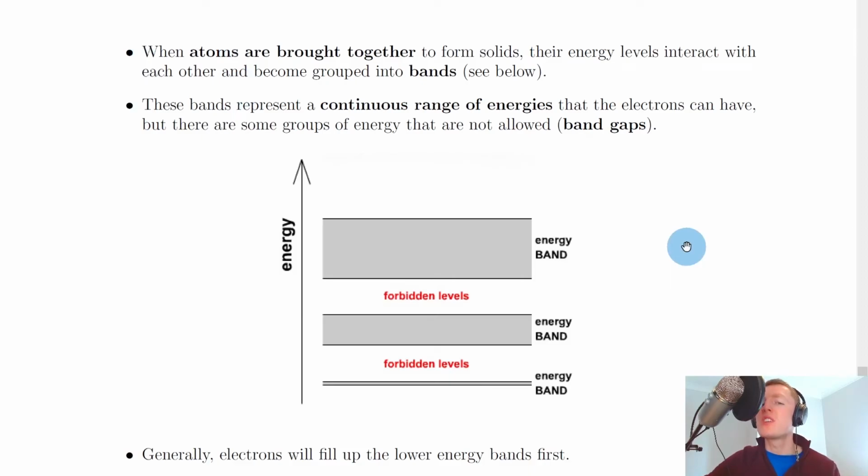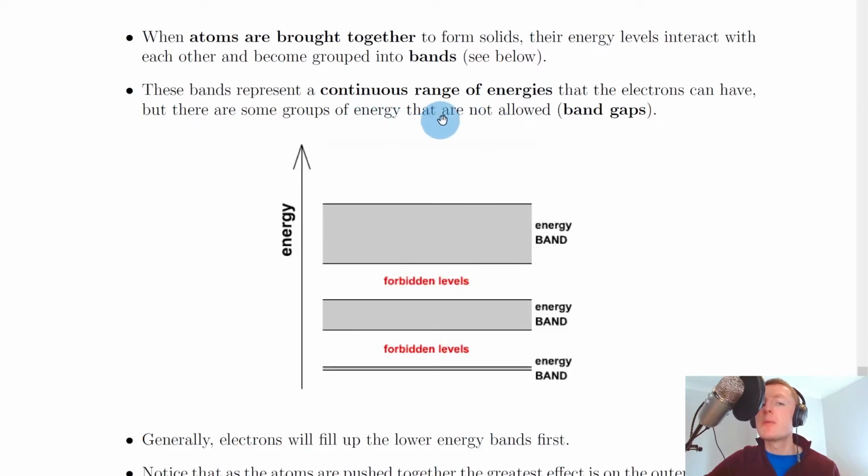And why are we introducing this in a video on band theory? Well, it says here that when atoms are brought together to form solids, their energy levels interact with each other and become grouped into bands. These bands represent a continuous range of energies that the electrons can have, but there are some groups of energy that are not allowed, and we call these band gaps.